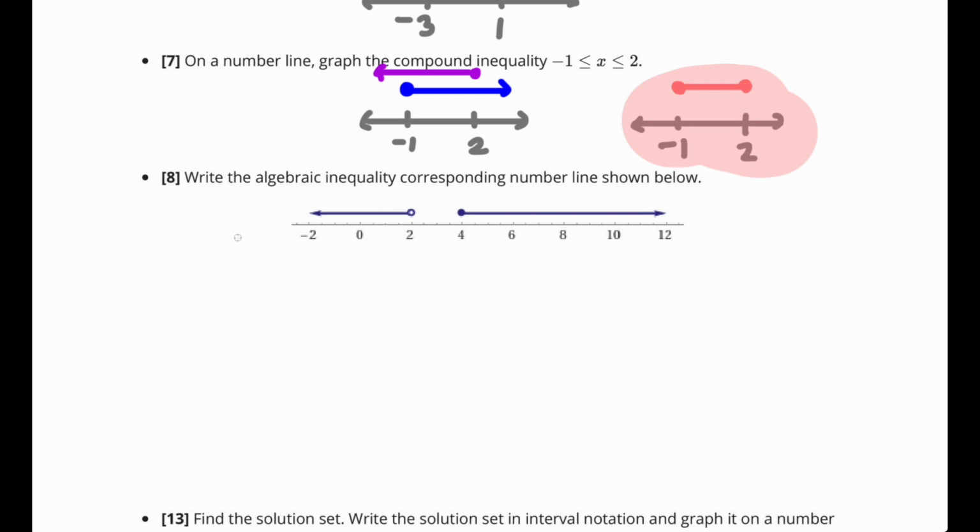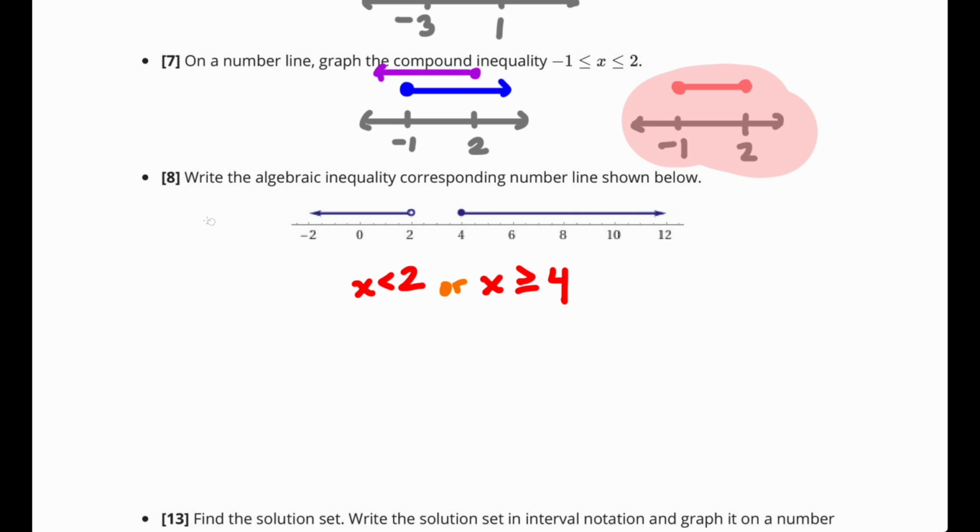Write an algebraic inequality corresponding to the number line below. Okay, so it's definitely going to be an "or," because there's no overlap on this. This first part right here, it's going to be x is less than 2, because it's going to the left. This other one's going to be x is greater than or equal to 4. And the last step basically would be to put that "or" in the middle of them. And that would be it.